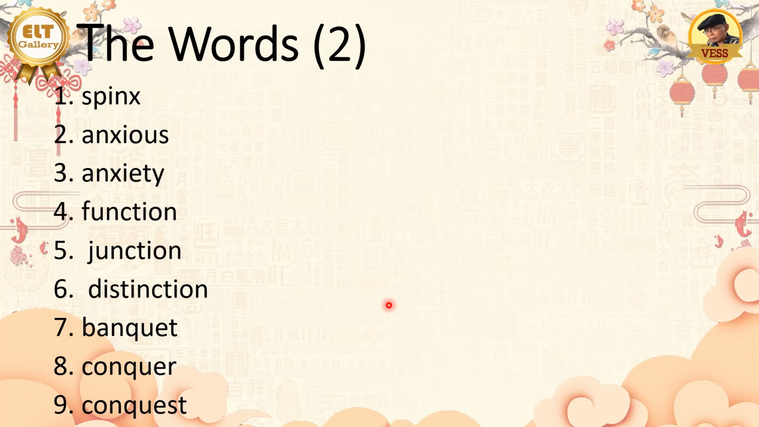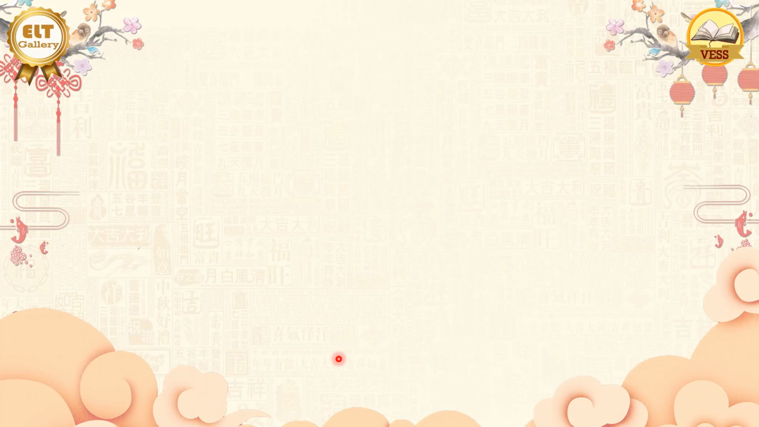Then we have the NCT in function. The ng sound is just represented by the NC over here, funk, because the ION is the representation of the sound shun, junction, distinction, and function. And then we have banquet, conquer, and conquest. Now let's continue with the practice of the consonant in sentences.